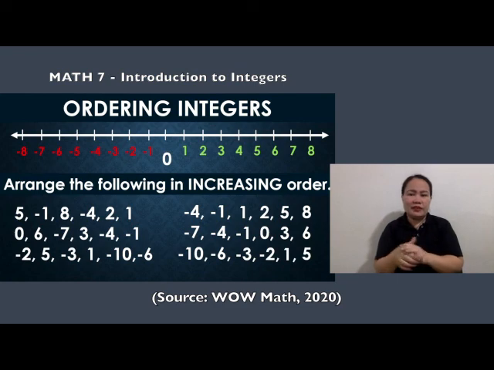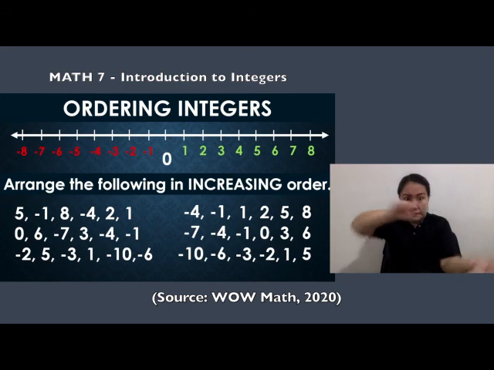Now, pag inarrange naman natin to sa decreasing order, babalik ta rin lang natin siya. Mauuna lang si 8, 5, 2, 1, negative 1, and negative 4. Babalik ta rin lang natin.